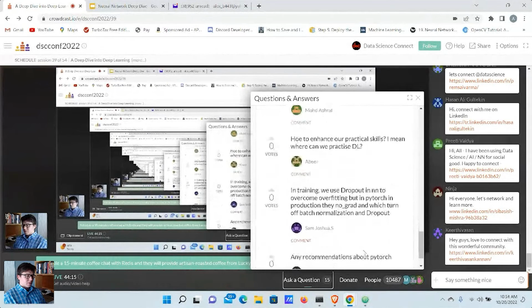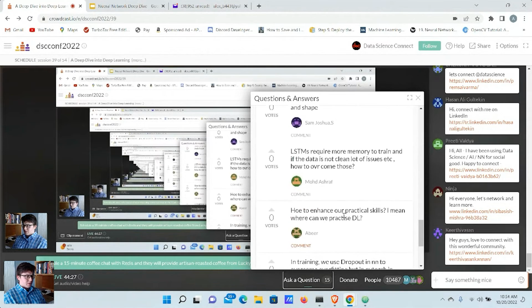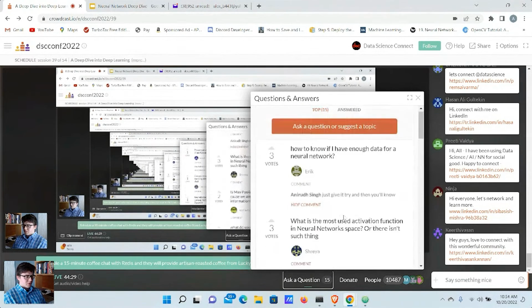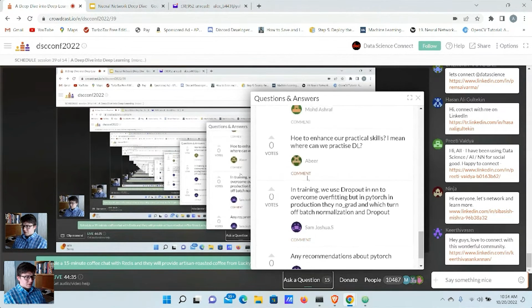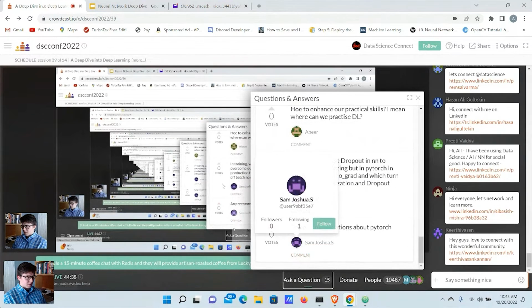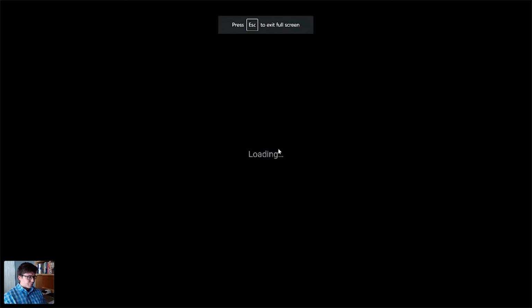LSTMs require and skills. Any recommendations about PyTorch? Some of the questions disappeared. Yes, recommend PyTorch. Where did the new questions go? Anyway, I saw a bunch of new questions. I can't find Anirudh's question, which he asked. Really good. But let's go to the conclusion really quick.